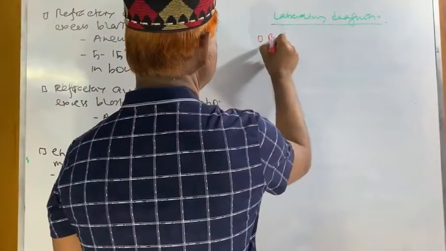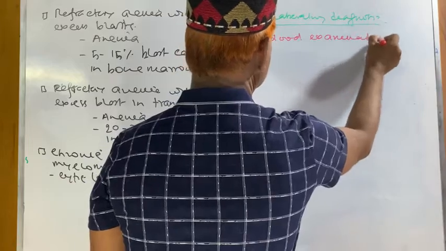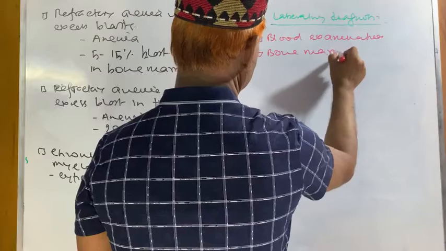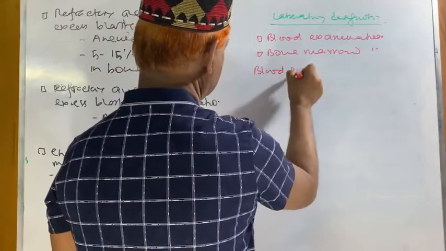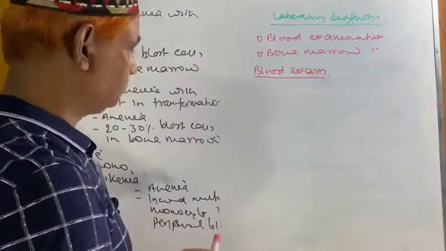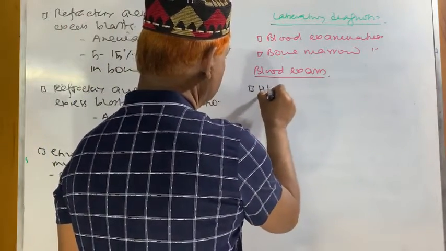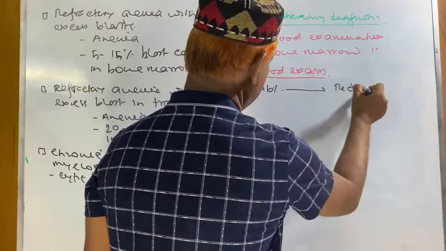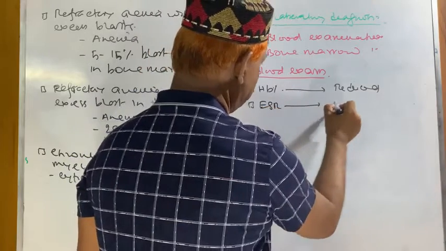We have to do blood examination and bone marrow examination. First, blood examination. We have to do hemoglobin. It will be reduced as the patient is anemic. We have to do ESR. It is raised.